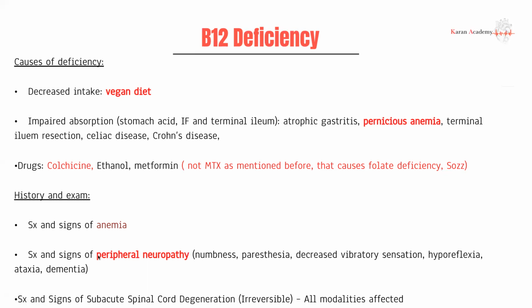You can also have signs and symptoms of peripheral neuropathy that are going to be specific to B12 deficiency. And then you can also have this rare complication called subacute spinal cord degeneration that's irreversible. It's often much, much later. Same principle as peripheral neuropathies, but just now you're affecting the central nervous system.